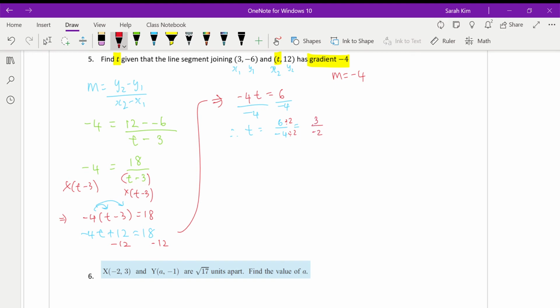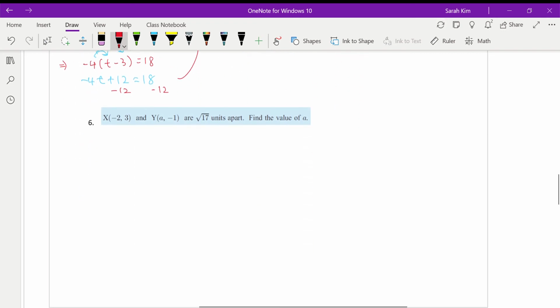So almost done. Remember, we don't like having negatives on the bottom of the fraction, so I can actually write this as -3/2. So I can just put it at the top instead of the bottom. So that's your t. Alright, so let's try this.